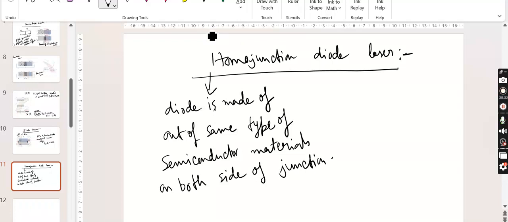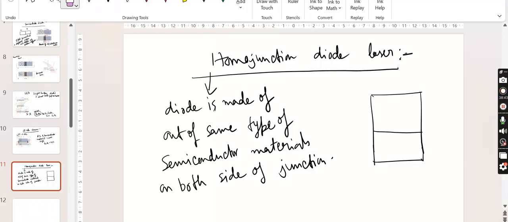So basically, we will see the cross-sectional view like this. This is p-type gallium arsenide. Here is n-type gallium arsenide. So in both cases it is gallium arsenide. One is p-type and another is n-type. When the diode is forward biased and current begins to flow, recombination of electron-hole pairs sets in across the junction, resulting in the emergence of spontaneously emitted light.